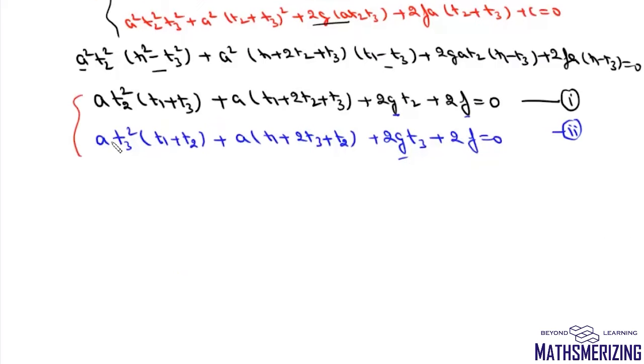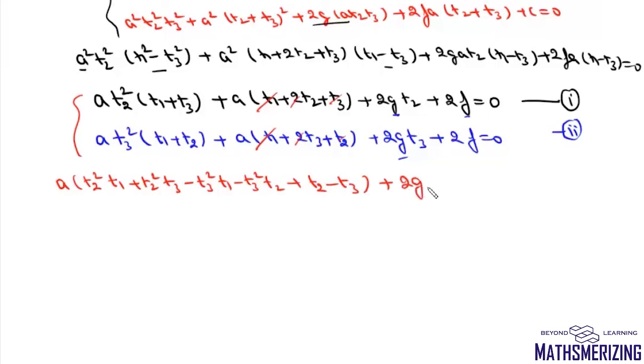Now again we'll subtract the second equation from first, then we can write a and here it will be t2 square t1 plus t2 square t3 minus t3 square t1 minus t3 square t2 and then plus, now here a t1 will cancel, t3 will cancel once and t2 will cancel once, so we'll get (t2 minus t3) and then plus 2g (t2 minus t3) equals to 0.